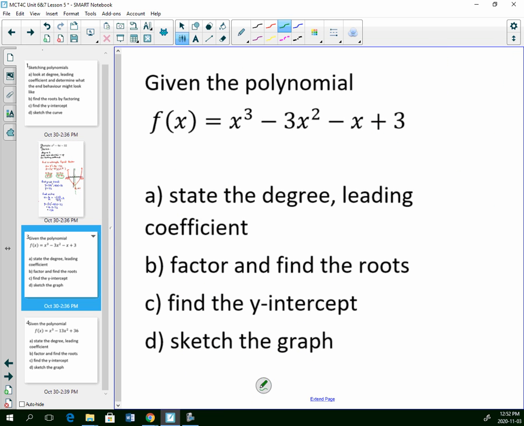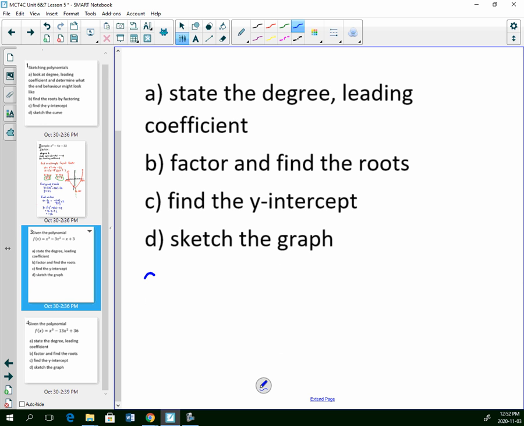If you have a polynomial greater than x to the power of 2, so let's say x to the power of 3, this one we'll have to factor in a different way. Okay, so we can state the degree. We already know that. So the degree is 3. The leading coefficient is 1, so it's positive.